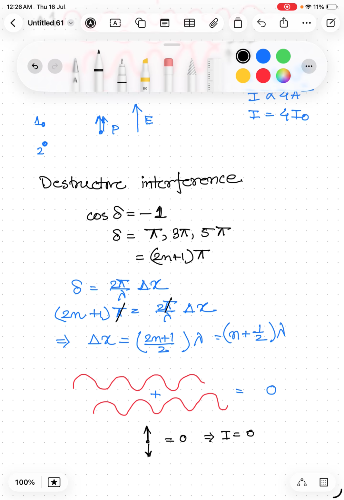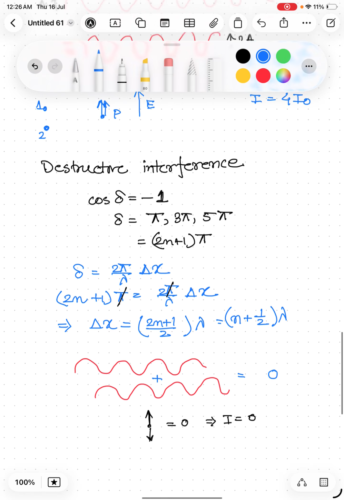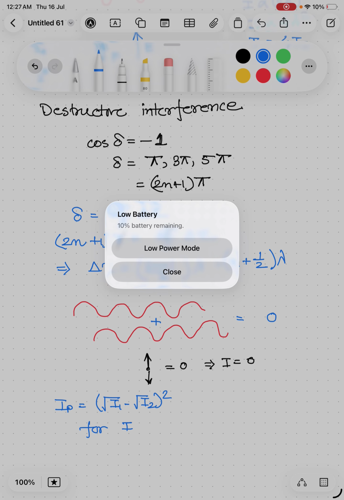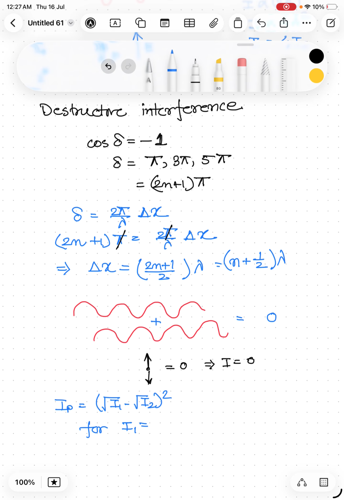So we have got for destructive interference, IP equals (root I1 minus root I2) whole square. Now for I1 equals I2 equals I0, I am going to get IP equals 0. Fine.